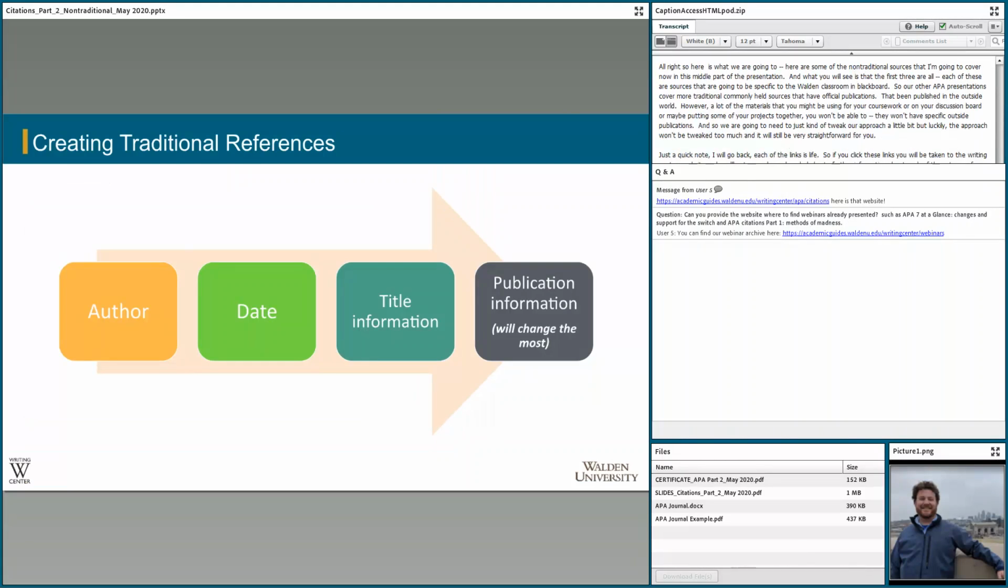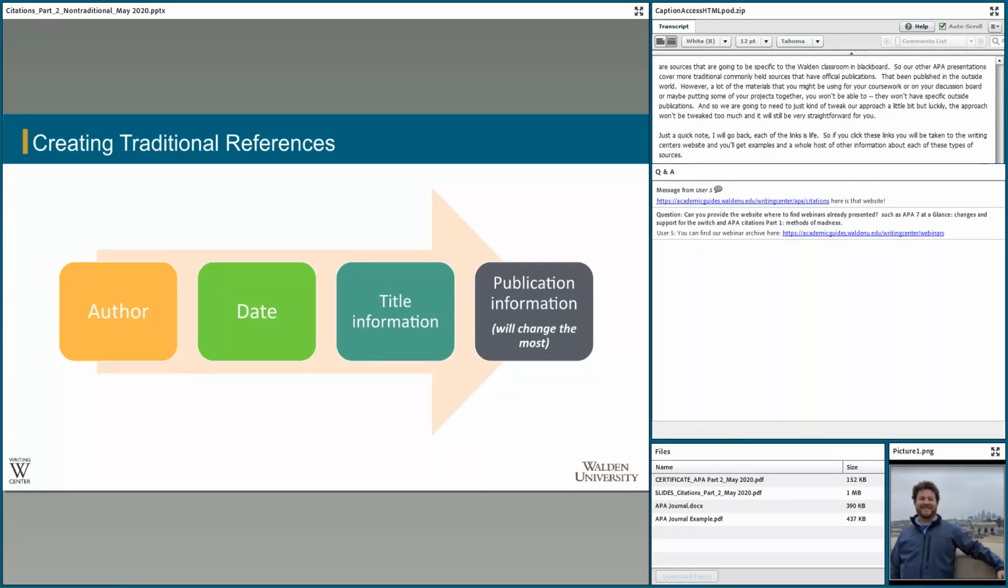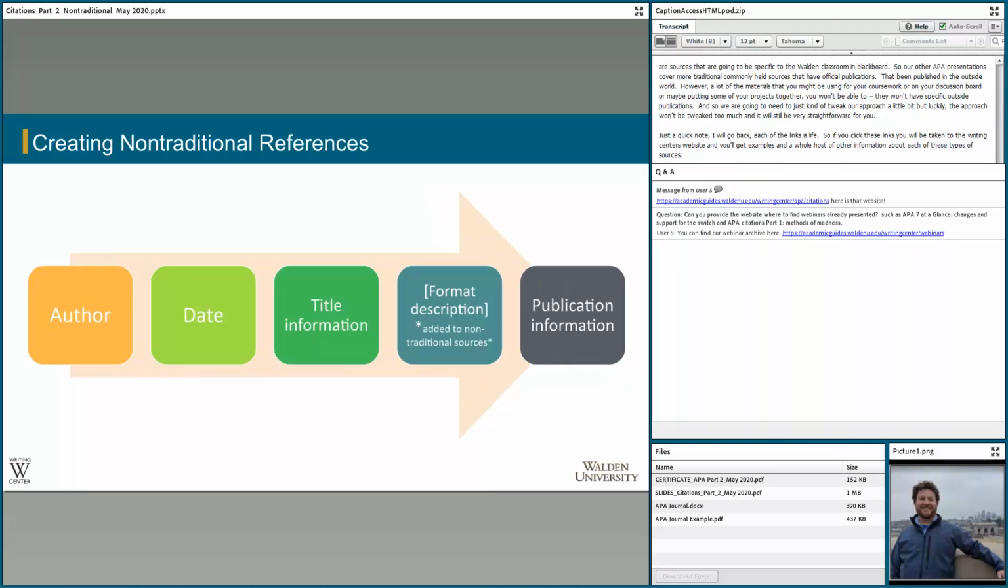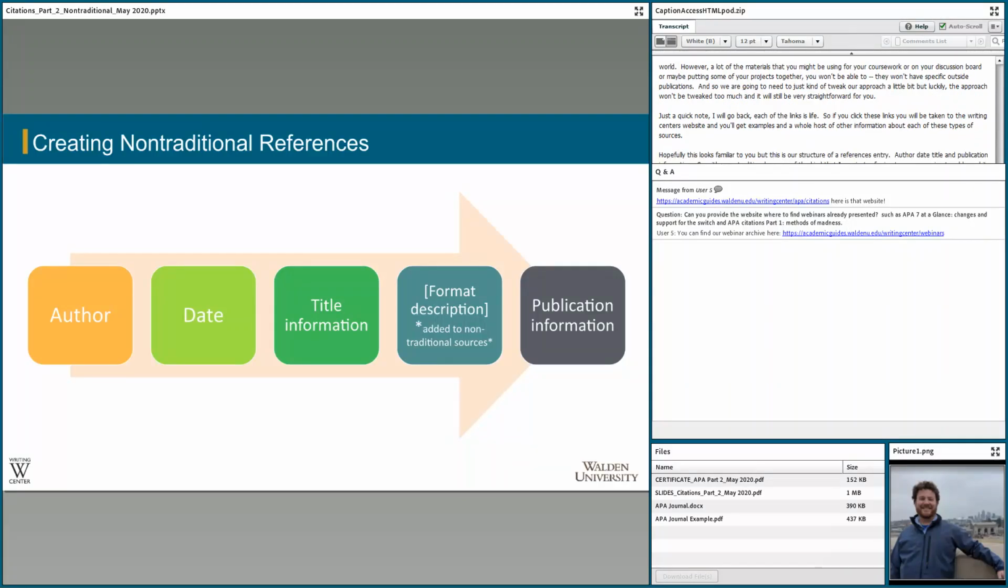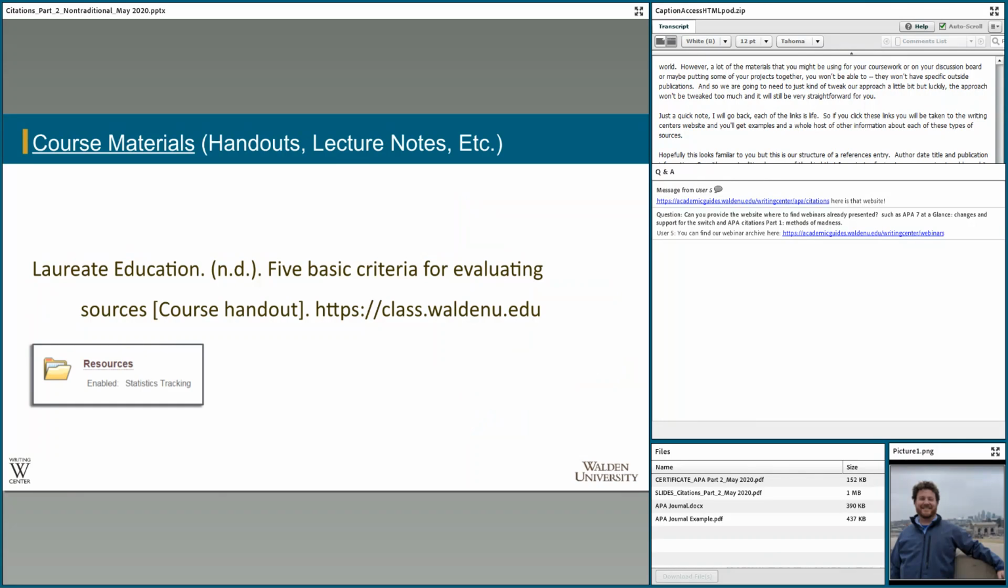This is our structure of a references entry: author, date, title, and then publication information. And so with a non-traditional source of the kind that I was just referring to, we're going to add one bit of information here, and that is the format description. In the references entry, you'll include the format description in those brackets. So before the publication information, that format description shows up.